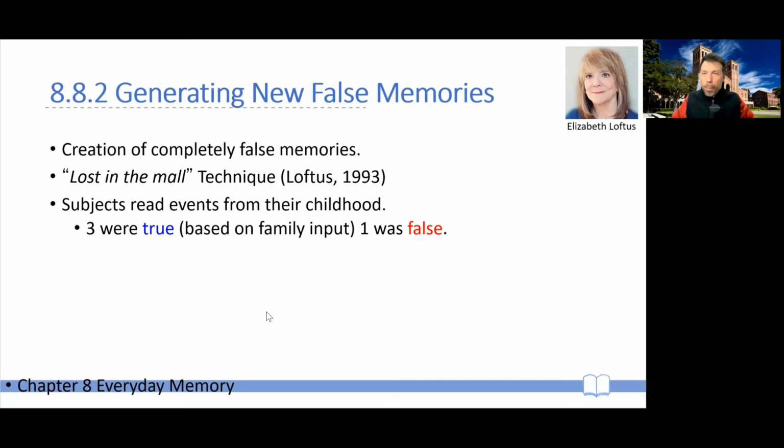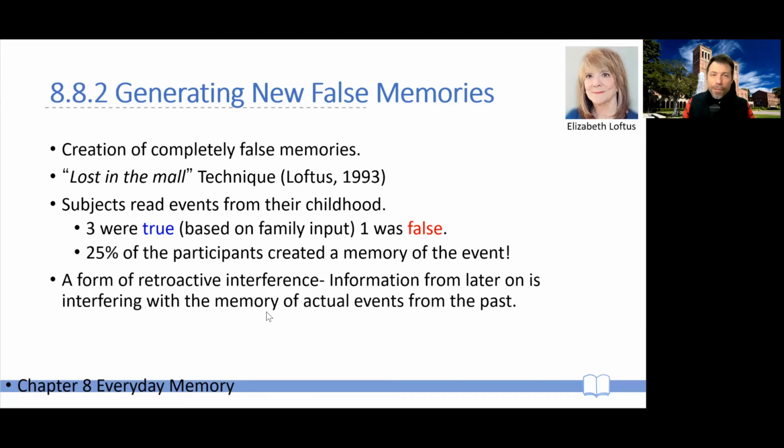And so they read these little booklets with the stories, and they were asked to sort of think back to it. And then they were asked to generate as many details as they could of these memories. Of course, with three being actual memories and one being completely made up. Now, what's interesting is that 75% of the people actually rejected that memory, said, I don't remember this happening, this never happened. But 25% adopted it and generated details about that story.